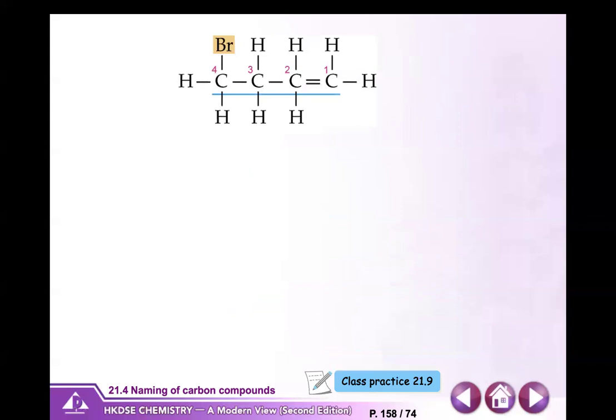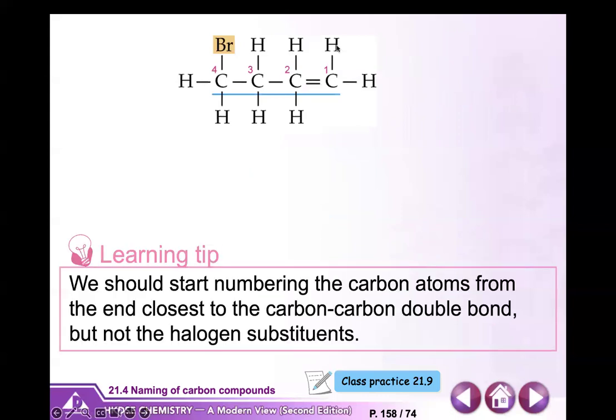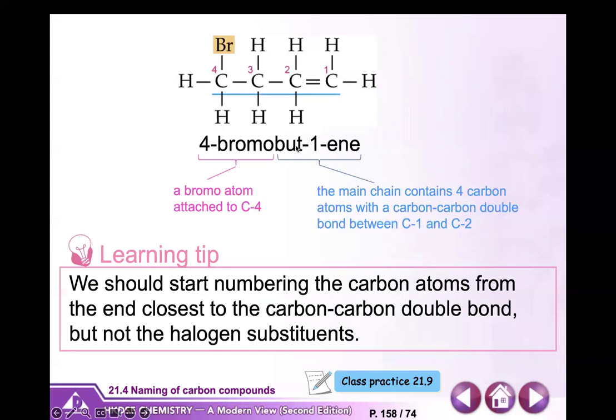Next one, about this one, 4 carbons at all. So it should be butene. But the first carbon has the CC double bond. As a result, it is but-1-ene. And then once we assign the functional group the smallest number, the bromo group will be at the fourth carbon. That is 4-bromobut-1-ene.